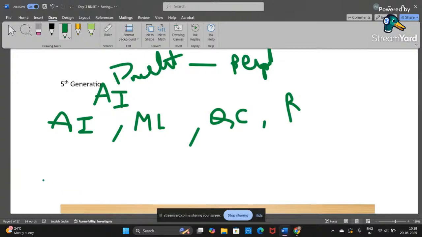So in this the features are like voice recognition, image recognition, cloud computing. These are a few features of fifth generation. Examples are AI tools like ChatGPT, Google Assistant, self-driving car. These are the examples for fifth generation.